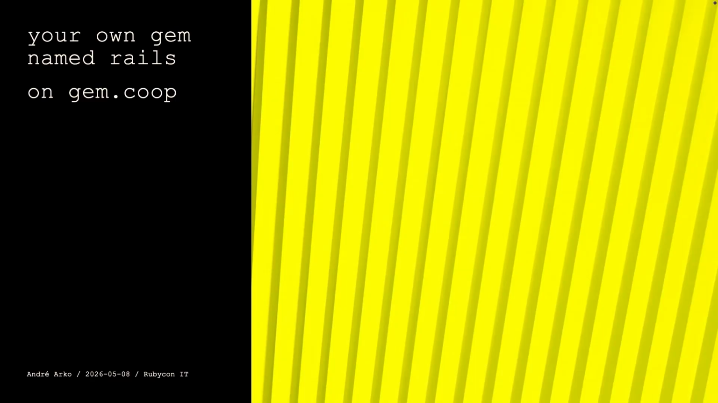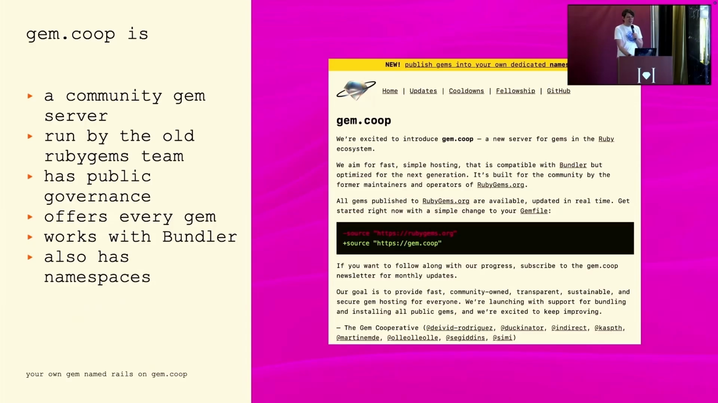This talk is about how you can have your own gem named Rails, even though that name is already taken, or any other name that's already taken as well. It is about Gem Co-op, which is a community gem server run by the old RubyGems team. We have public governance documents that everyone can read about how we work and make decisions. And we have every gem that already exists. You can install it straight from Gem Co-op.